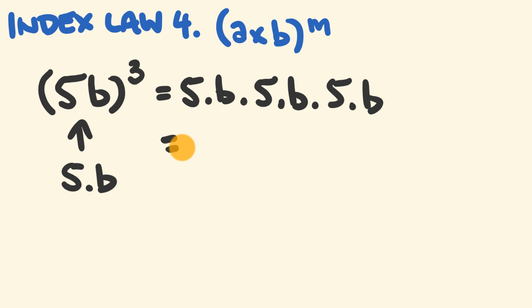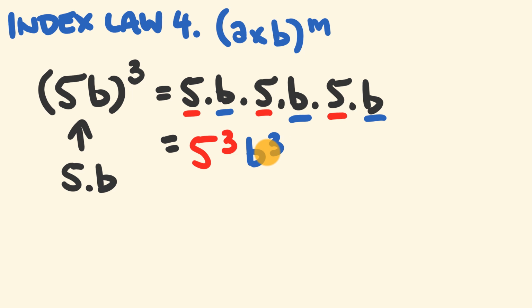This is equal to, well, first off, we have the coefficient here. You can see that's 5 multiplied by 5 multiplied by 5. This is 5 to the power of 3. And then here we have b multiplied by b multiplied by b. This is b to the power of 3. Now we could go through and solve this even further. We could go, what's 5 cubed? 5 cubed is 5 times 5 times 5. That's 125 b to the 3.